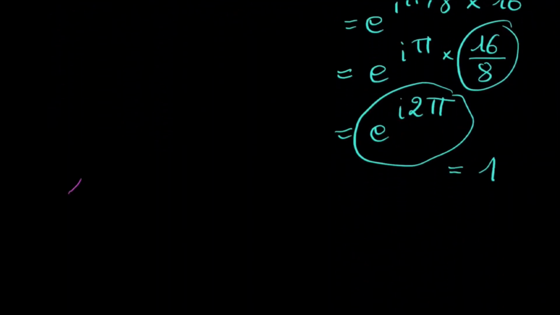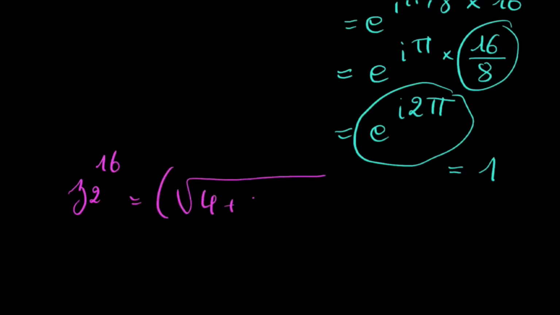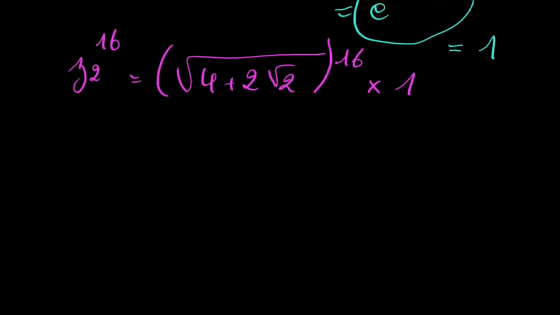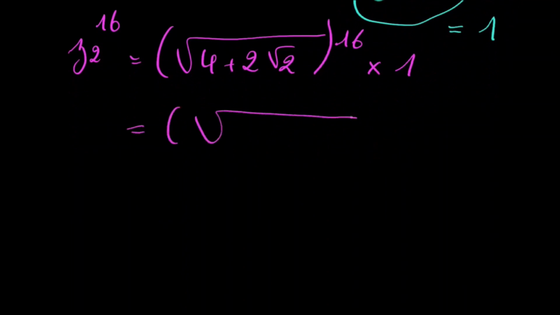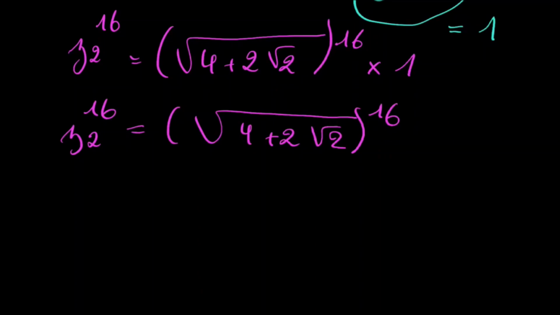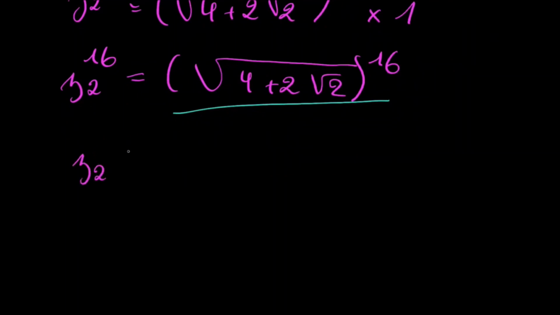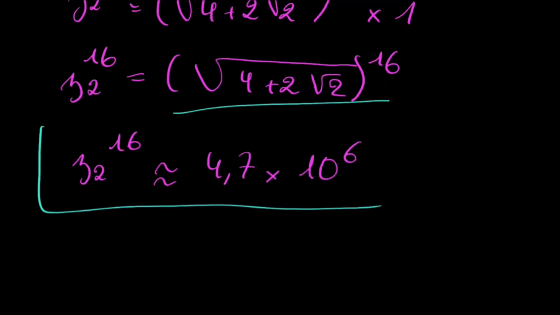So everything here equals 1. Then we have z2 power 16 equals the square root of 4 plus 2 square root of 2, power 16, multiplied by 1. And then it equals this only. Then you use your calculator to calculate this, and you find that z2 power 16 equals approximately 4.7 multiplied by 10 power 6. So that's the result, and we finished the exercise.